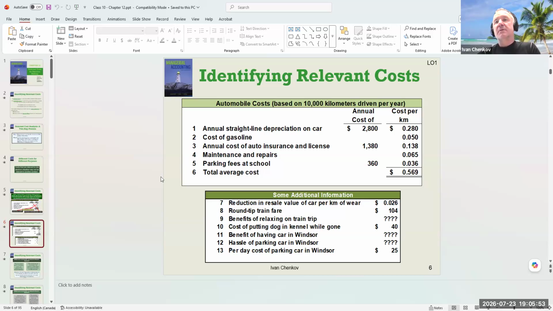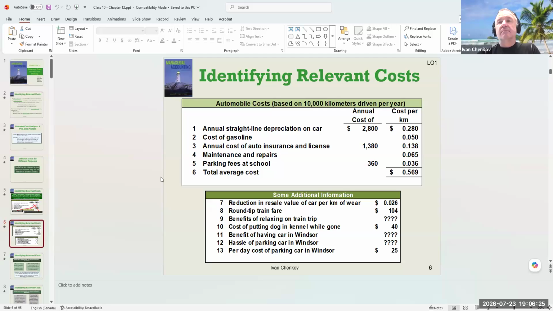Yes, it is. Can we measure it? Probably not, but we can consider it. Hassle of parking the car. Now, when we are somewhere new, we don't know where we are. We have to look for the parking spot. Probably we're not going to find it. We're going to look here, look there. Is that relevant? First, definitely relevant. Can we measure it? No. So for that reason, we're going to leave it.